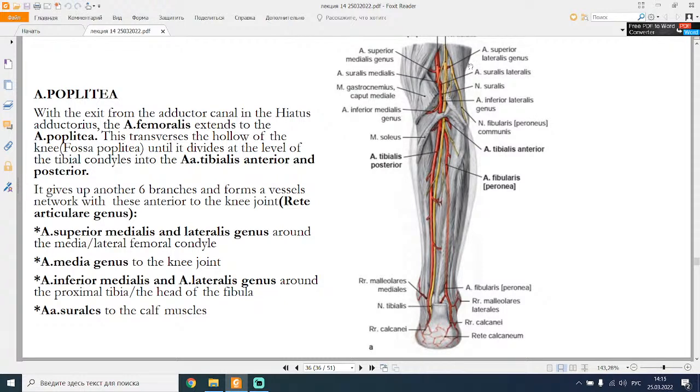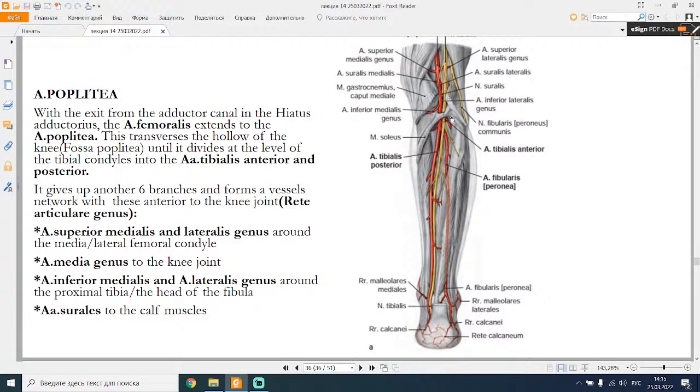And next, arteria inferior medialis genus, arteria inferior lateralis genus.